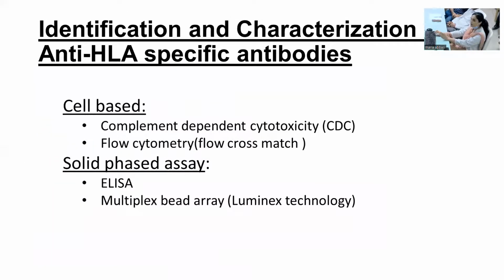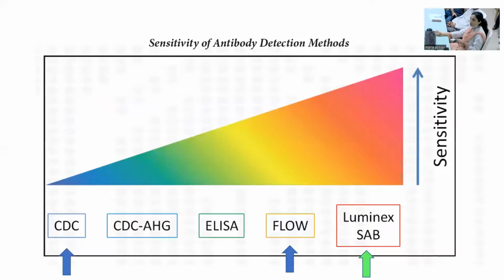Now, these are the techniques for the detection of HLA antibodies. They are basically two types, cell-based and solid phase. The cell-based are complement-dependent cytotoxicity, and flow cytometry, the flow cross-match. The solid phase assays are by ELISA and the multiplex bead array, which is Luminex technology. This figure shows the sensitivity, which test is highly sensitive. If we start from the CDC, it is least sensitive, and the Luminex assay is highly sensitive. The blue arrows, we are still working on, and we will start them soon. The green one we have established, and it's available in the Immunology lab.